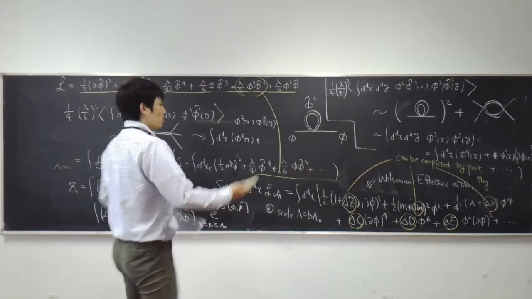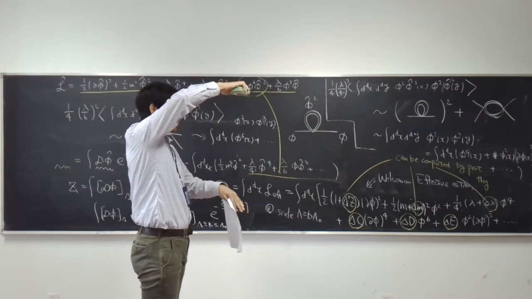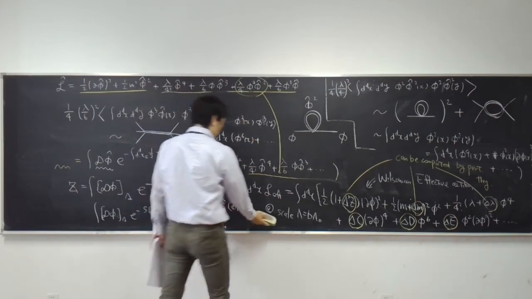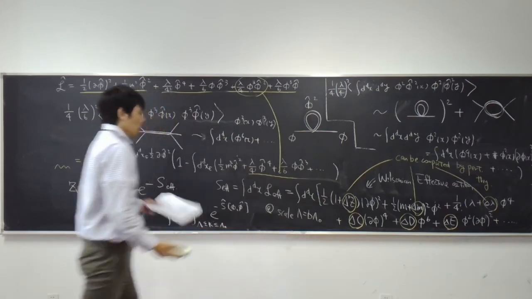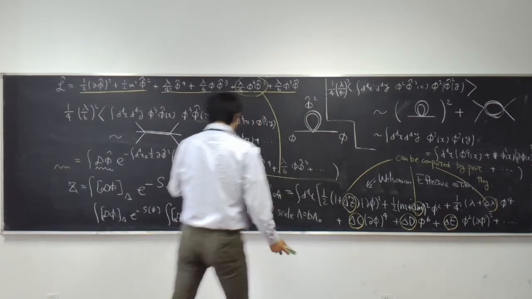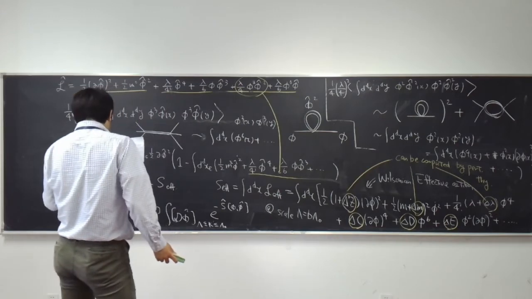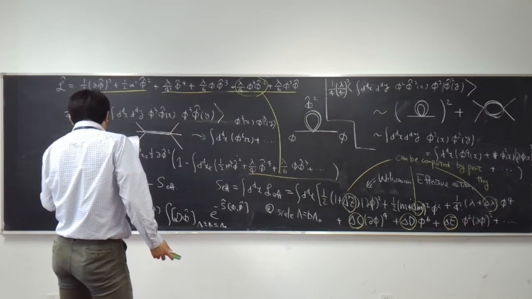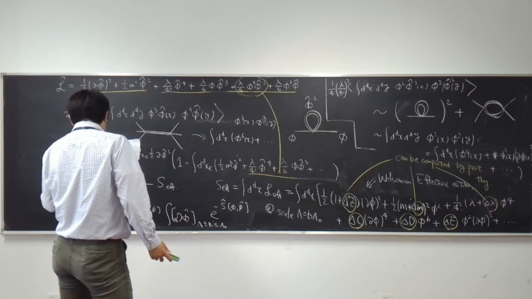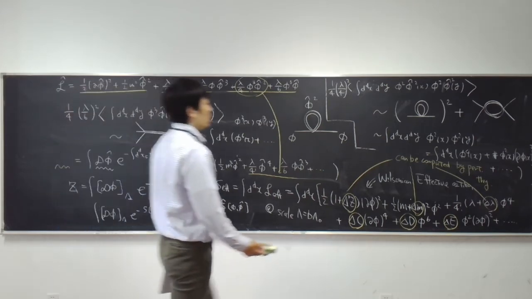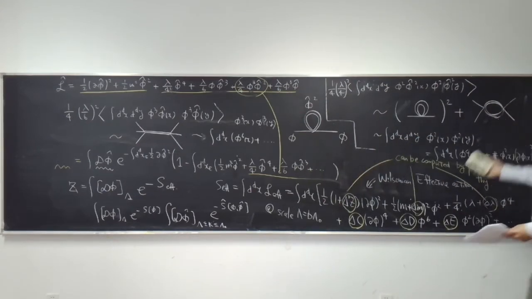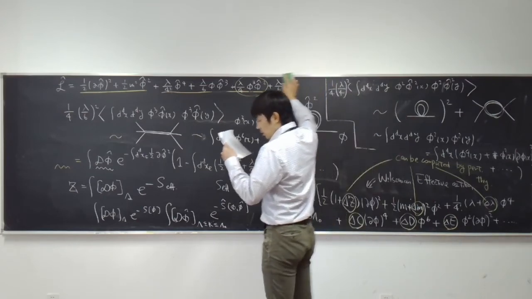So you just start from the bare Lagrangian and integrate out the high momentum mode, and you get the effective Lagrangian at the scale lambda. And this correction can be computed perturbatively. So that's the essence of Wilson's idea. Okay, I think I want to keep this one, so let's erase this part.